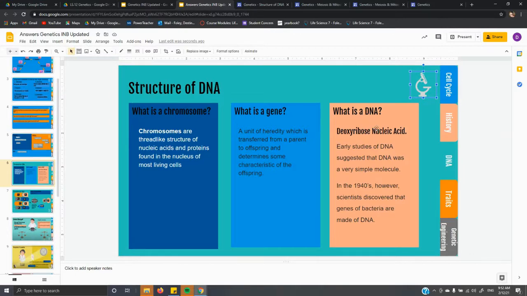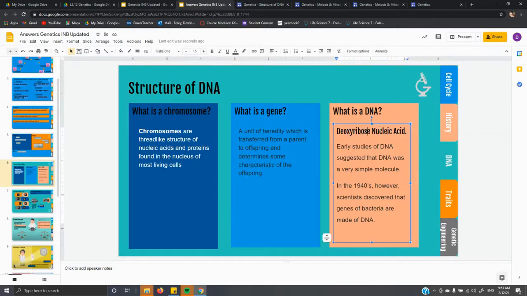And then what is DNA? DNA is short for deoxyribose nucleic acid. If you want to say that out loud so you sound fancy, go for it. Makes you feel smart when you can pronounce it correctly. So it's just deoxyribose nucleic acid. That's what DNA stands for.